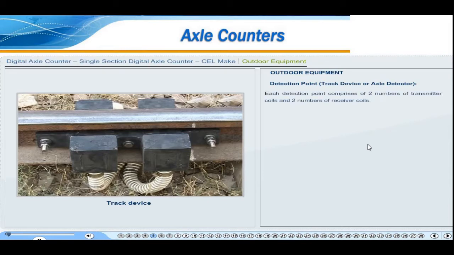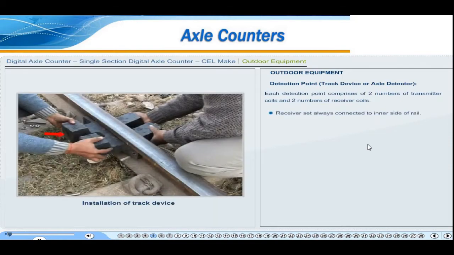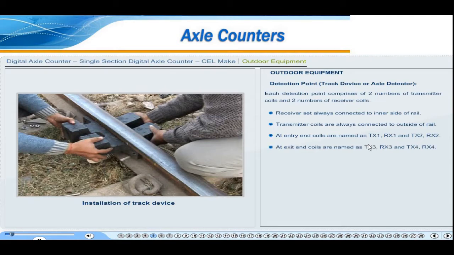Each detection point comprises two transmitter coils and two receiver coils. Receiver set is always connected to the inner side of the rail. Transmitter coils are always connected to the outside of the rail. At entry end, coils are named TX1, RX1 and TX2, RX2. At exit end, coils are named TX3, RX3 and TX4, RX4.